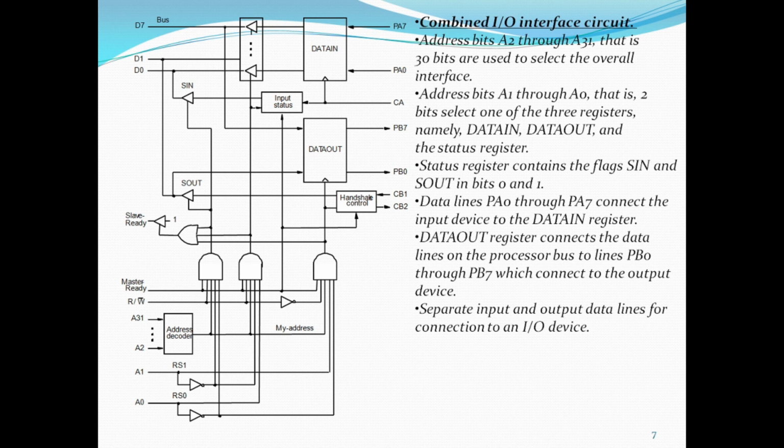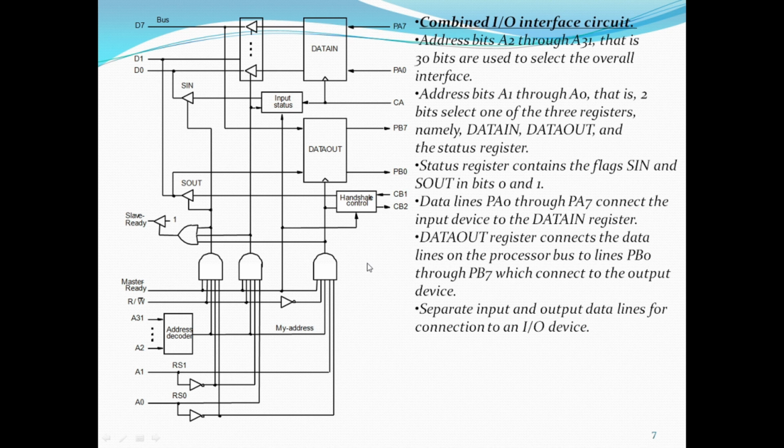Here the input and output interfaces, as described, can be combined into a single interface, which is shown here. This is the combined circuit, or combined I/O interface circuit, which is the combination of both the input interface as well as the output interface circuit. You can see both the circuits are combined here along with this handshake control also.